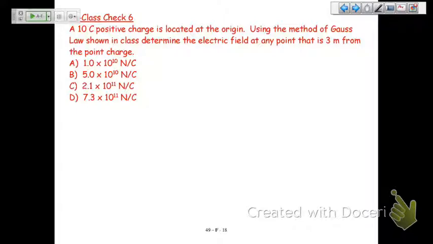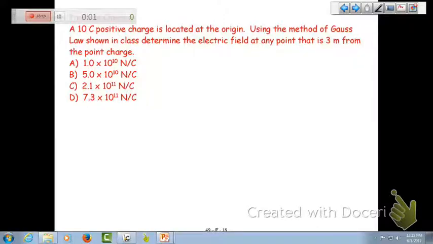So a 10 coulomb positive charge is located at the origin. Using the method of Gauss's law as shown in class, determine the electric field at a point 3 meters from the point source of charge. There's a typical question. Can you do that for me, please? You can look back at this methodology and just mirror it and just write it out for me.